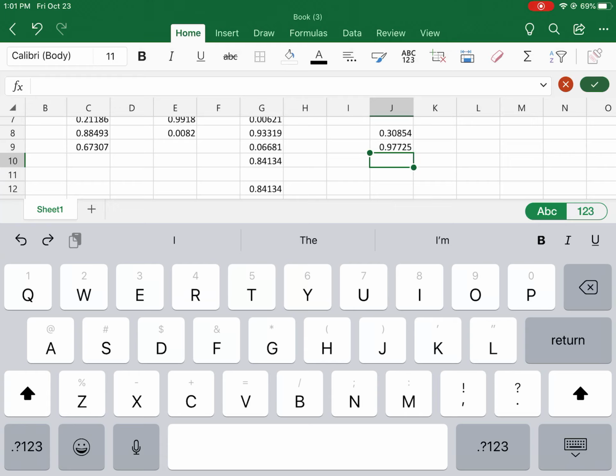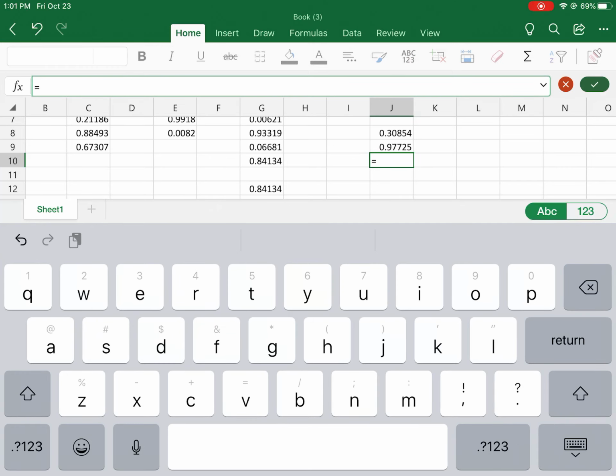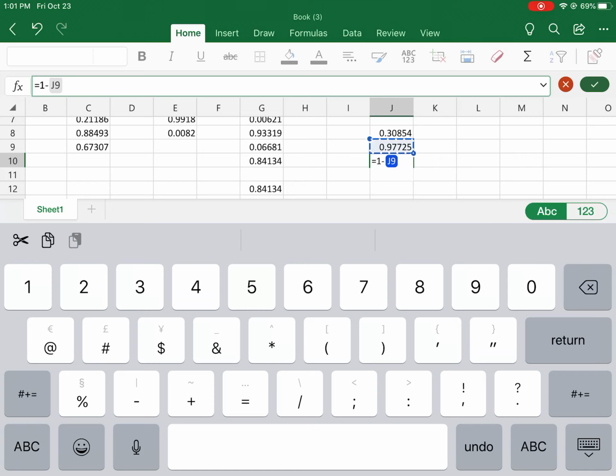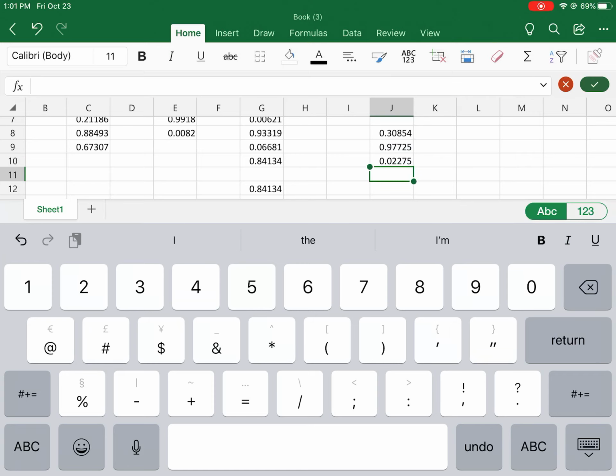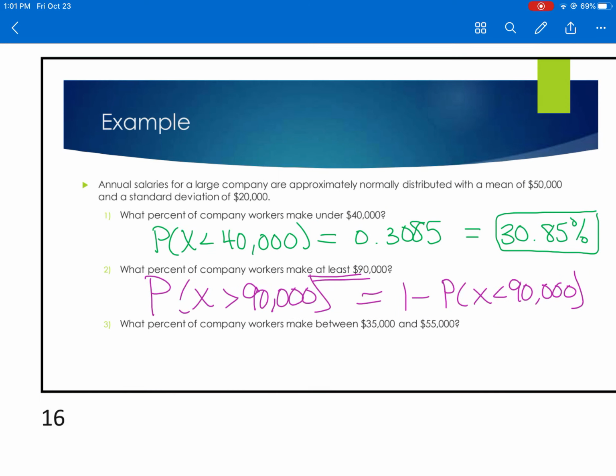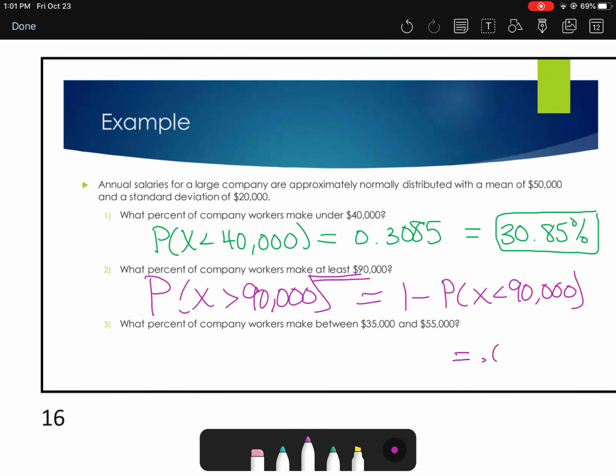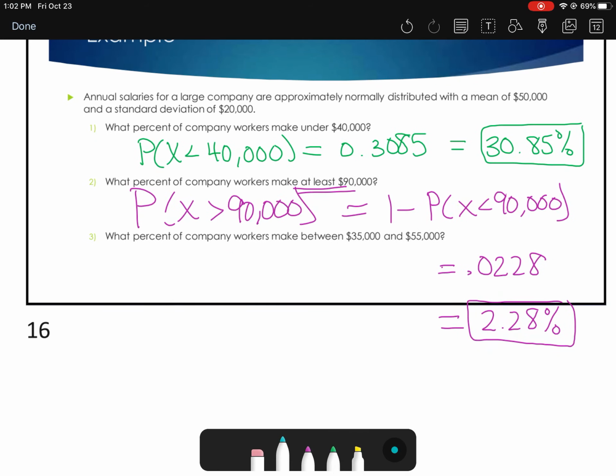Okay, so 0.97725. Again, remember that means that less than the company makes 90,000. We want more, so we got to subtract 1 from it. 1 minus that. And I get 0.02275, which will round to 0.0228. Which is 2.28. So only 2.28% of that company makes $90,000 or more. Okay, so let's do this last one.